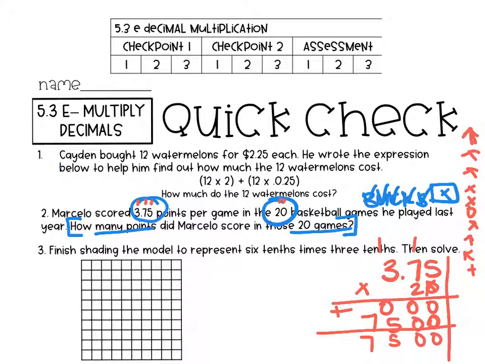75. So then I've got to go up here and count my eggs. I've got 1, 2. I have a whole number, so I don't have to count any eggs there because there's no decimal. So I'm going to put 2 here, bring it down, and I'm going to count 1, 2, place my decimal. So Marcelo scored 75 points in those 20 games that he played. Okay, so if you got it right, leave it alone. If you got it wrong, put an X.